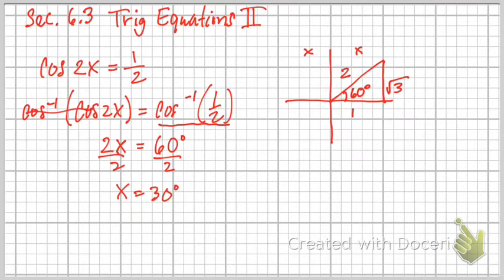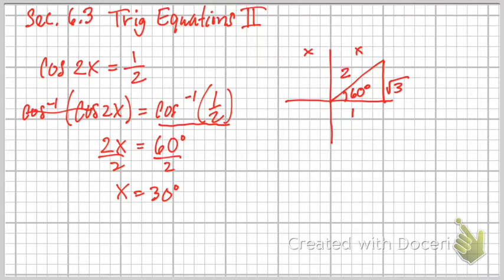So to get the rest of the answers for this, I can't use the inverse function because the inverse is 1-to-1, so that means I can only get the one answer. So I have to think about this idea of analysis. And I think about where else cosine of 2x equals 1/2. Where is it going to be a positive 1/2?